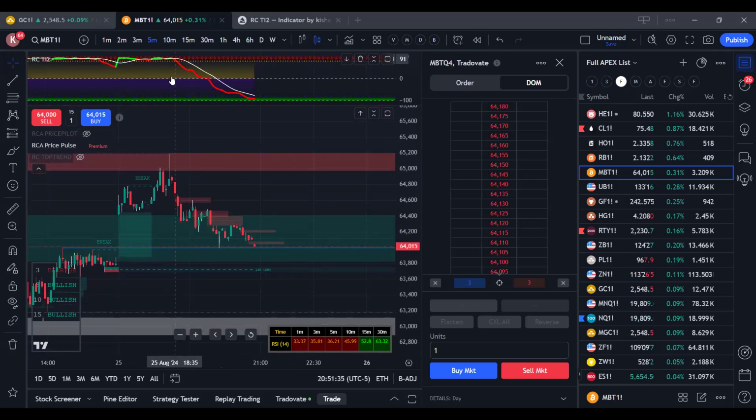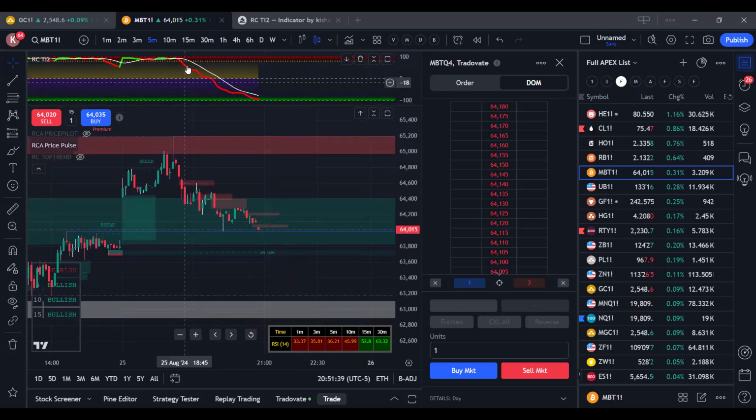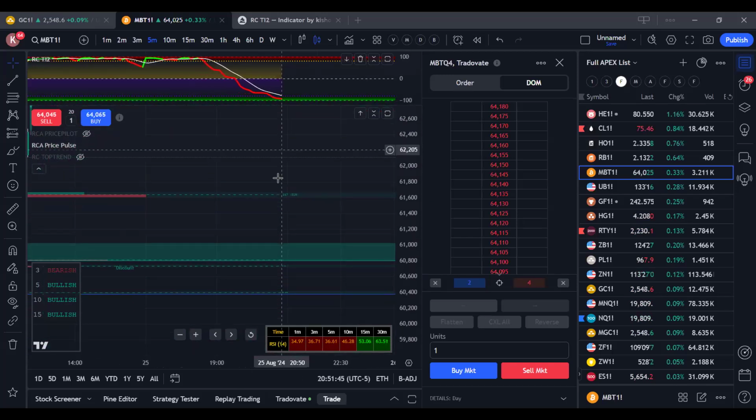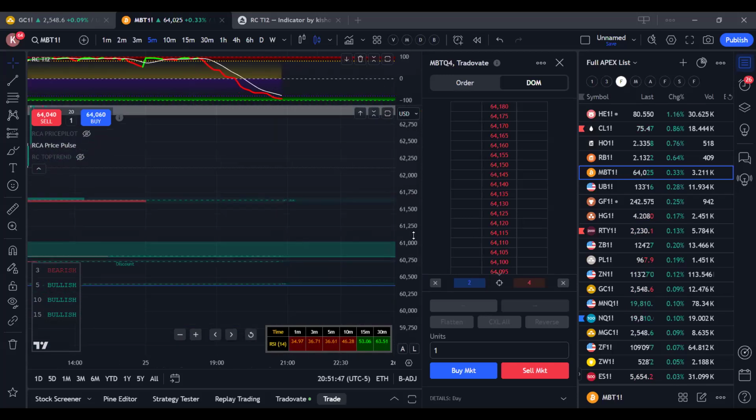So here, if it touches the top, and here, if it touches the premium, that is the best one. Or here, if it touches the bottom, and here, if this touches the discount, that is a good one.